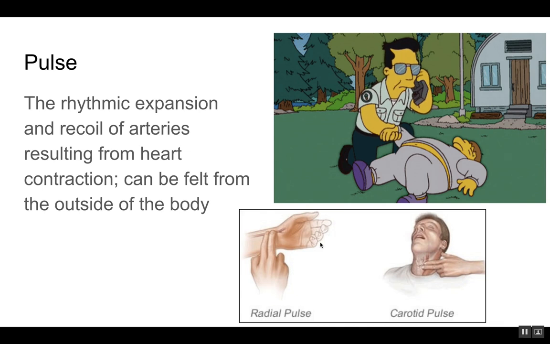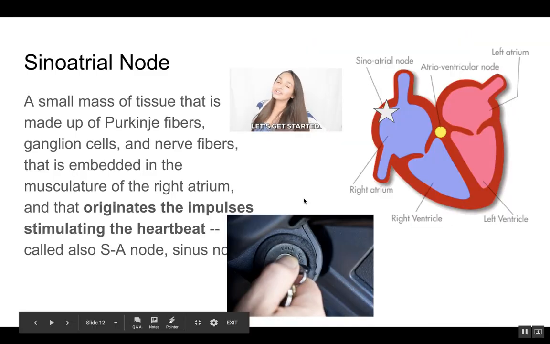Again, like I said, it can be felt, as we can see right here. Here's the radial pulse underneath your wrist, and here's the one by your carotid artery on your neck. You can feel how much or how little your heart is beating. In this instance right here, we see the paramedic. Paramedics will check the pulse of someone who they think may have died or may be in a serious health situation. Next vocab word here is the Sinoatrial Node.